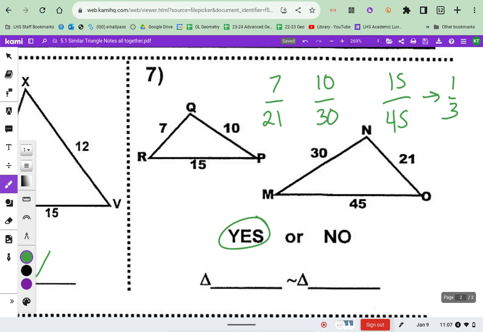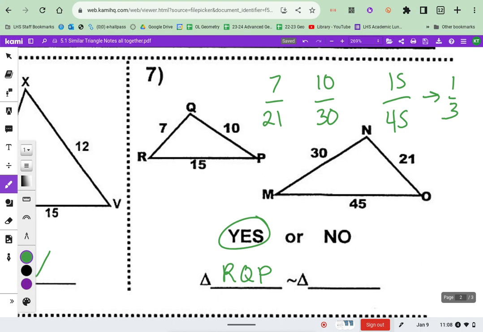Okay, questions so far on this one. How did you guys write the similarity statement on this one? Anybody want to share? Since it's reflected, it's maybe a bit trickier. Okay, let's see. If we had the first triangle do R, Q, P.